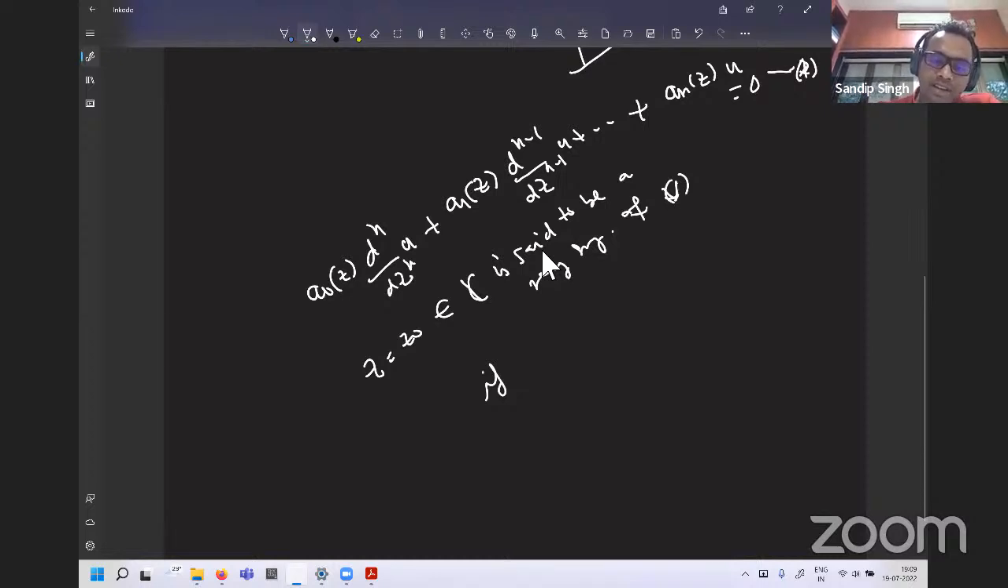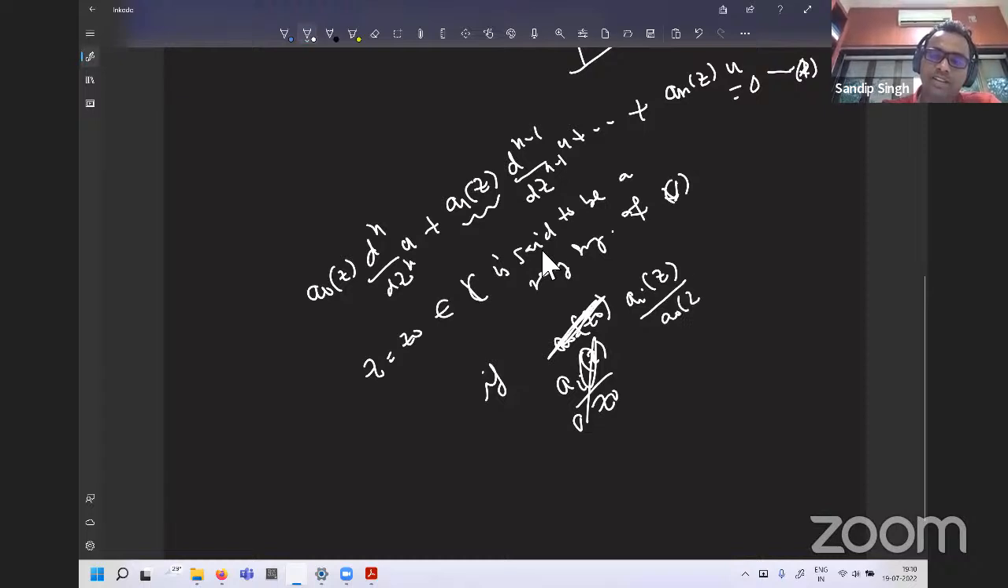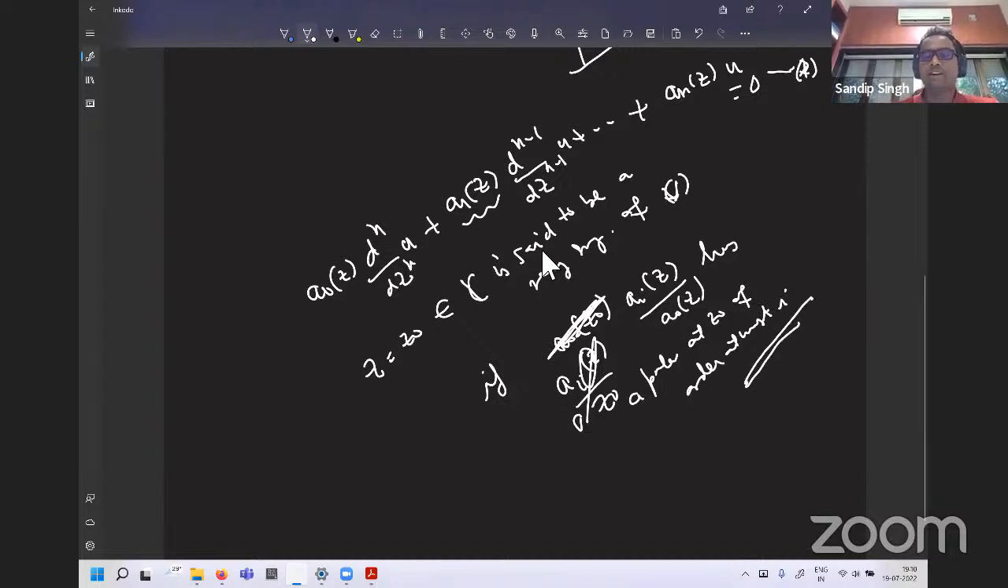We have seen already that these coefficients a_i are polynomials with complex coefficients. So if a_i(z) by a naught(z) has a pole at z naught of order at most i, then we call that z naught is a regular singularity of this equation.